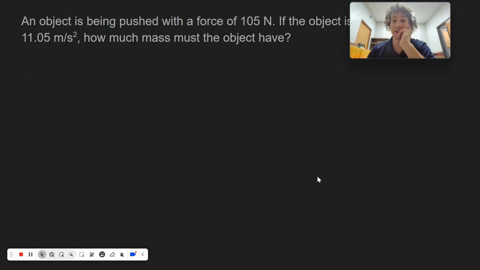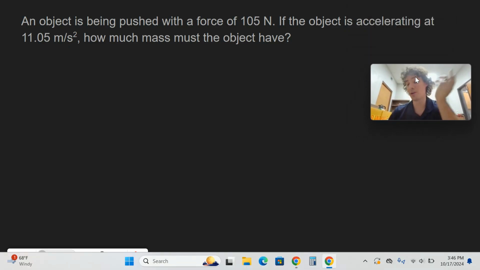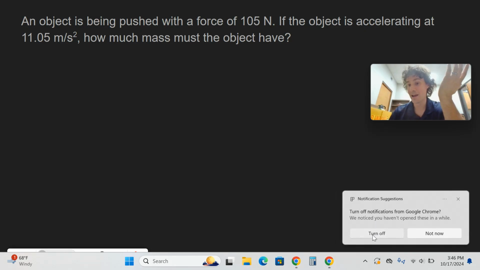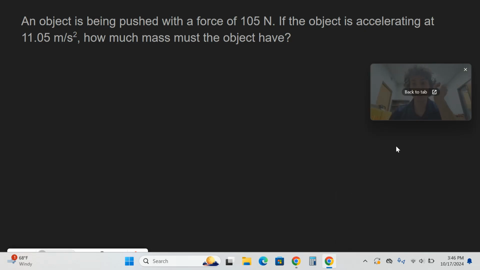What else? An object is pushed, right? Again, you can always pause these and work on them. This is a video for you, obviously. You can always pause it. That's what's nice about a video. We're pushing an object with 105 newtons, and now I want to know how much mass.